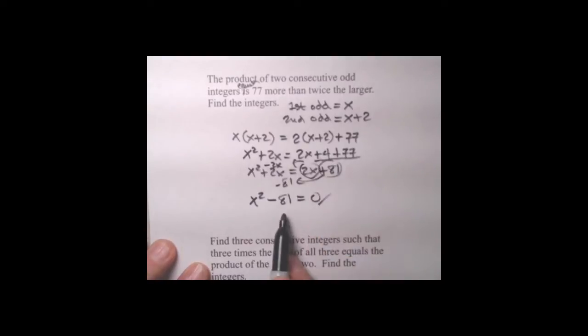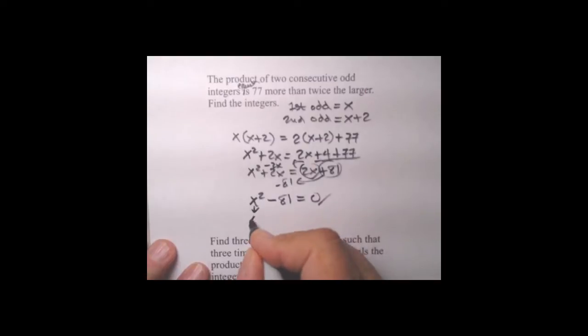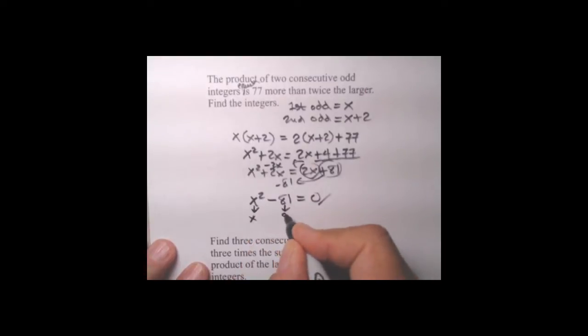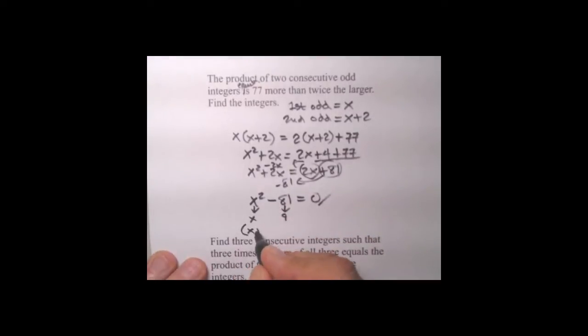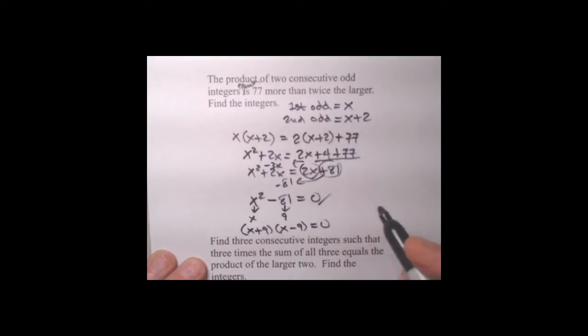Well, remember the difference of two squares? The square root of x squared is x. The square root of 81 is 9. And since we have the required minus, this factors into x plus 9 times x minus 9 equals 0. Well, we get two roots here. I'll have to write them over on the side here. x plus 9 gives me negative 9. x minus 9 gives me positive 9.